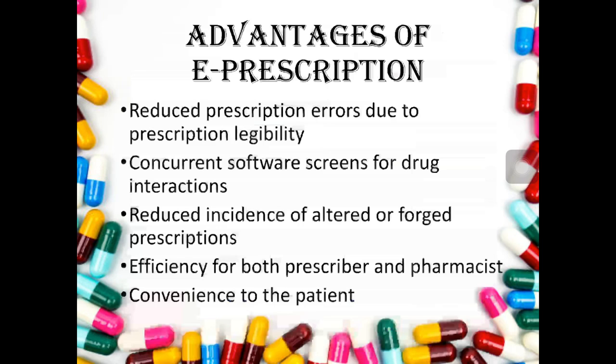Next is concurrent software screening for drug interaction, and reduced incidences of altered or forged prescriptions. Another problem, specifically for the yellow prescription, is that the drugs written in it are not dispensed without a yellow prescription, so some would take advantage if ever they got a yellow prescription, writing a prescription for their own use and forging the signatories. And there is efficiency for both prescriber and pharmacist, and also convenience for the patient since they do not need to bring any prescription, since this is a computer-to-computer transfer.